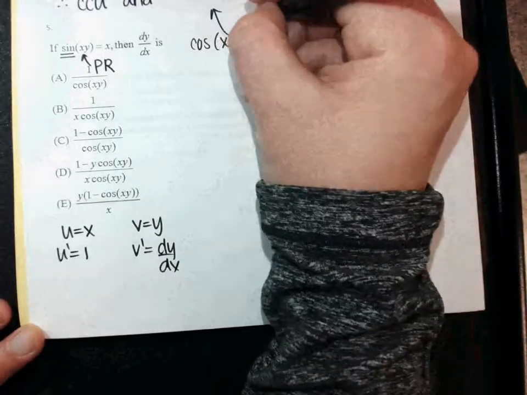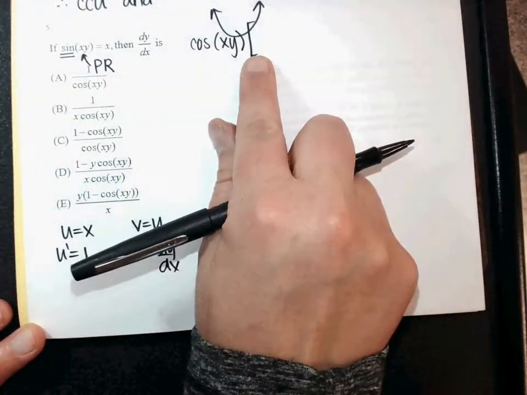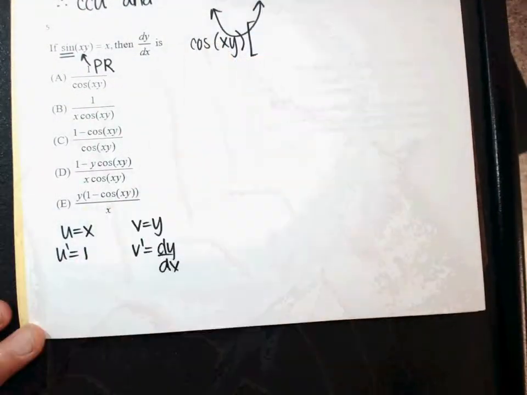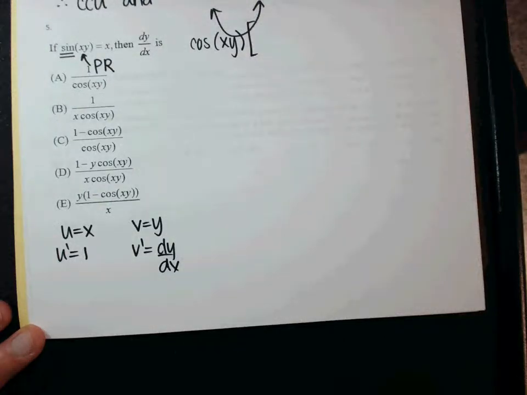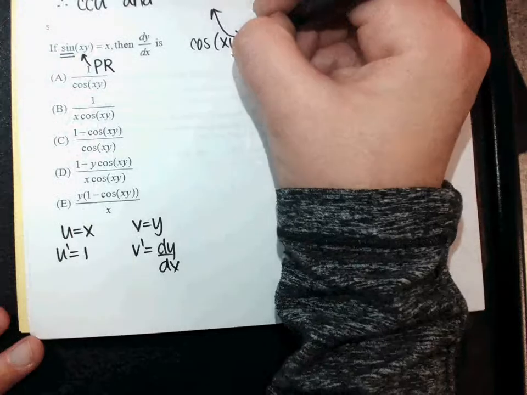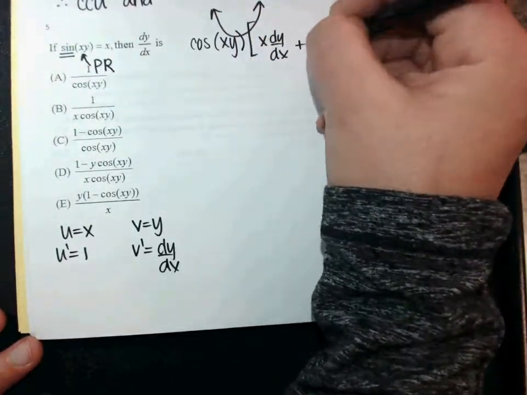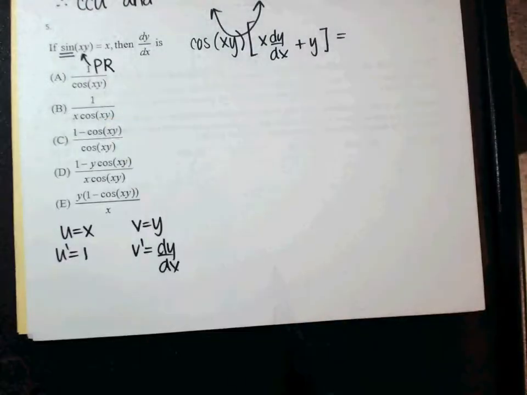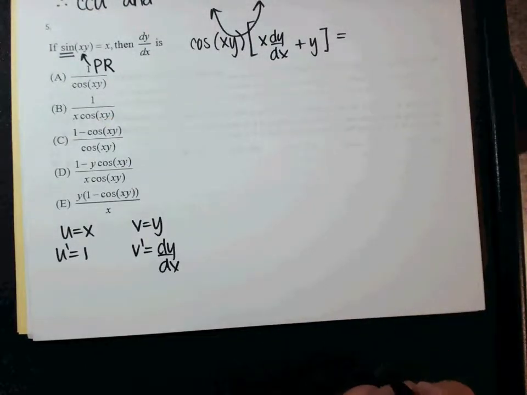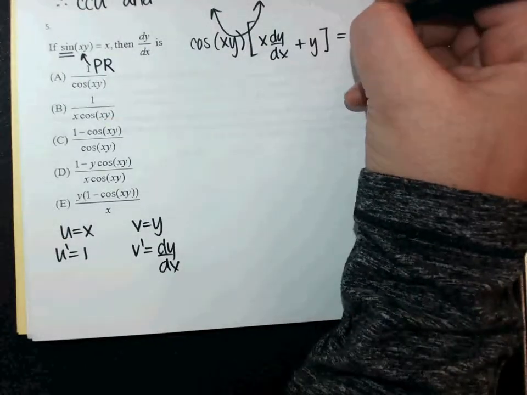And then when I multiply, I'm going to put a bracket here because I'm multiplying cosine x by the middle derivative, which is kind of longer than usual. So it would be x dy/dx, and then plus y. On the other side, it was an x. What's the derivative of x? 1. Good.